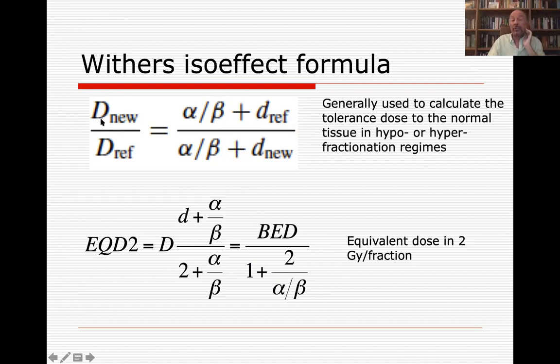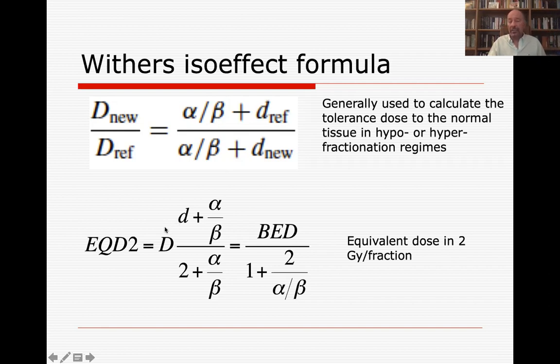So this essentially means that the total dose in the new regime, with the dose per fraction of d_new, divided by the total dose in the reference regime, where the dose per fraction is d_ref, can be given by this formula. So when you have a reference dose for the tolerance dose of a normal tissue, you can use this formula to calculate the new tolerance dose when you change the fractionation scheme.